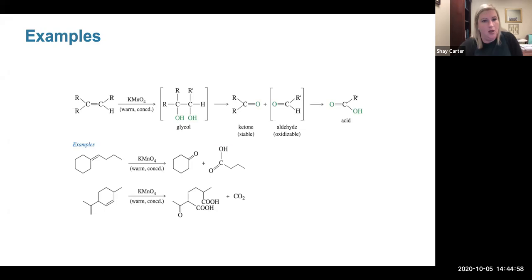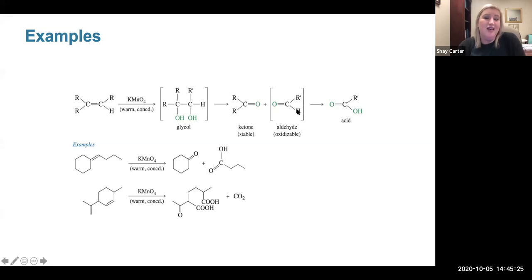stop there. It's too strong of an oxidizing agent. So what it actually does is it cuts the double bond in half and adds oxygen. Here, let's say we have a methyl group. This is going to stay this way. But here we have a hydrogen.